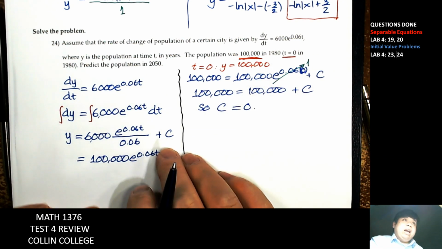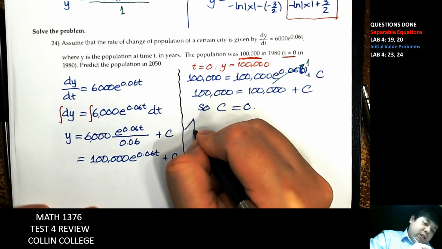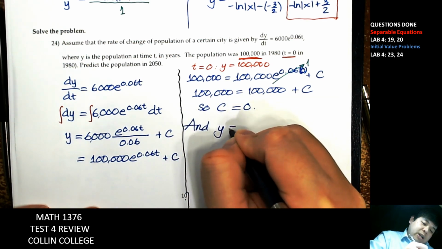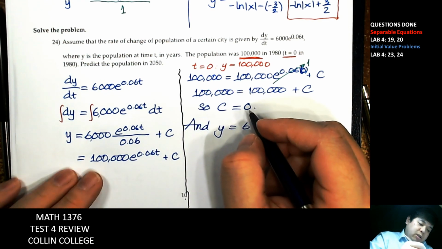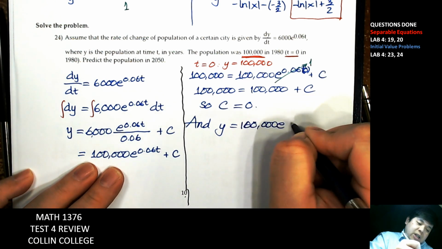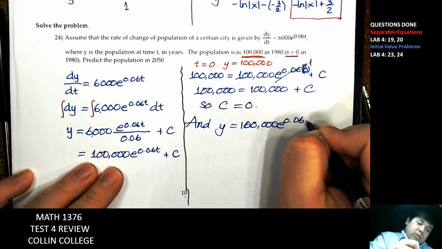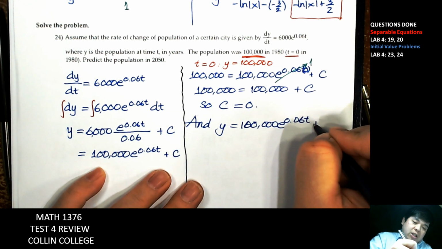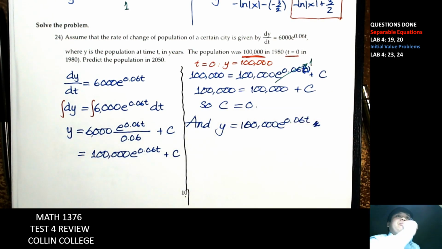Well, we can substitute back in here, and the equation is, I'm sorry, this is better, 100,000 e to the 0.06t. The constant is just 0, so we don't need that.